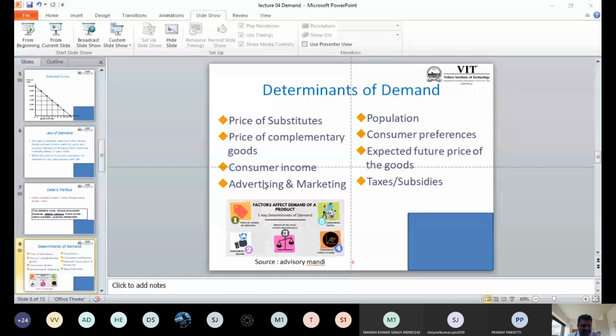Consumer income: you people already said, if I have more income, I will have more money, I can afford and buy things. Advertising and marketing. Just because of advertising and marketing, there are many products that survive in the market, not because of the value or the utility that they have. Population.